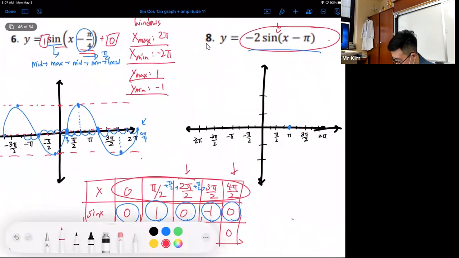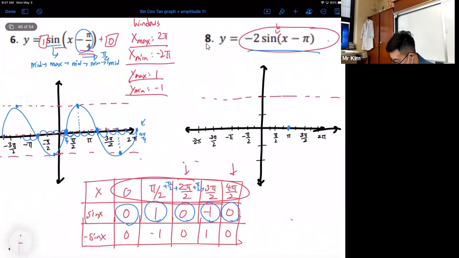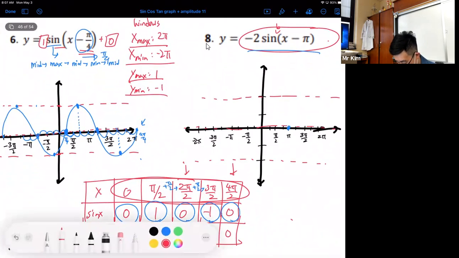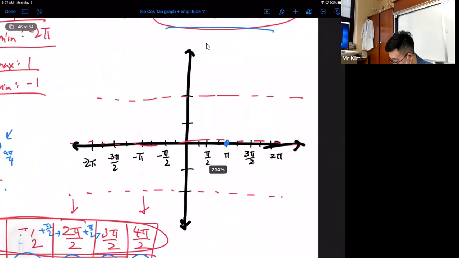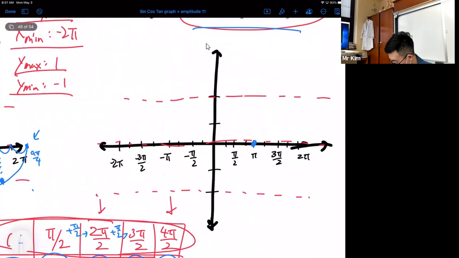And I'm just going to establish my framework here. That's the highest. That's the lowest. And obviously the middle line is on the x-axis. Okay, great. But because it's negative, it flips. So usually it would go max, but now it goes mid. So 3 pi over 4 would be the mid value. 3 pi over 2, that's what I meant. At 3 pi over 2, I would go to minimum.